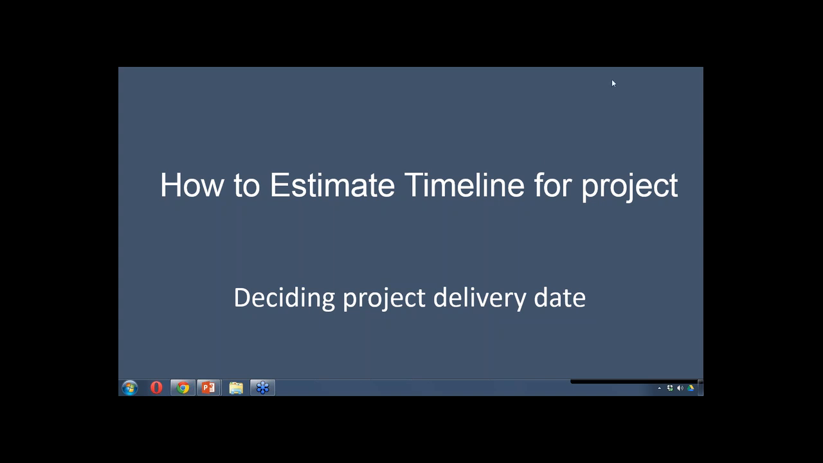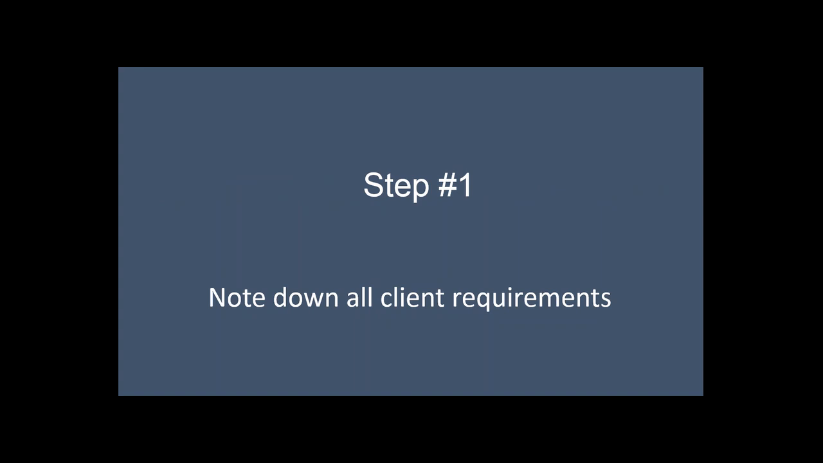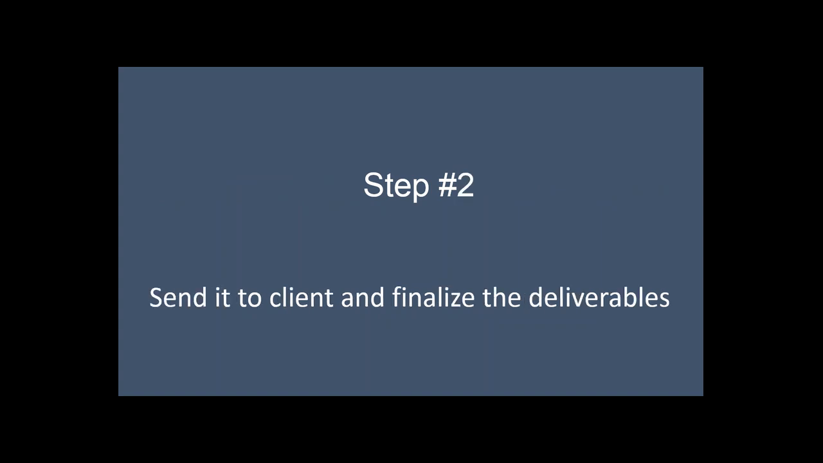Let me show you my process flow so that it will help you to understand how it worked for me, and you can follow the exact same technique. So this is step number 1. Note down all client requirements. It's really, really important to have documentation of everything. It's a sort of agreement, a sort of contract that both parties agree upon. So note down all these things.